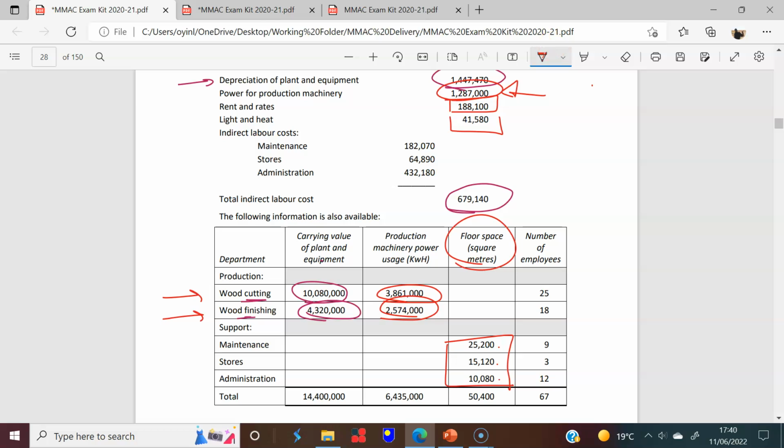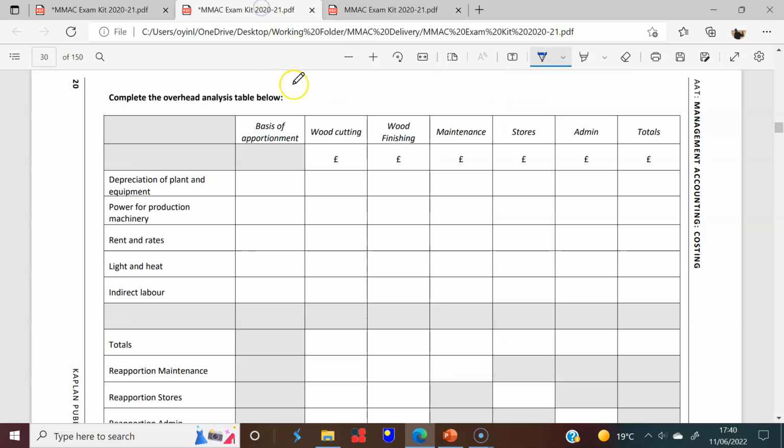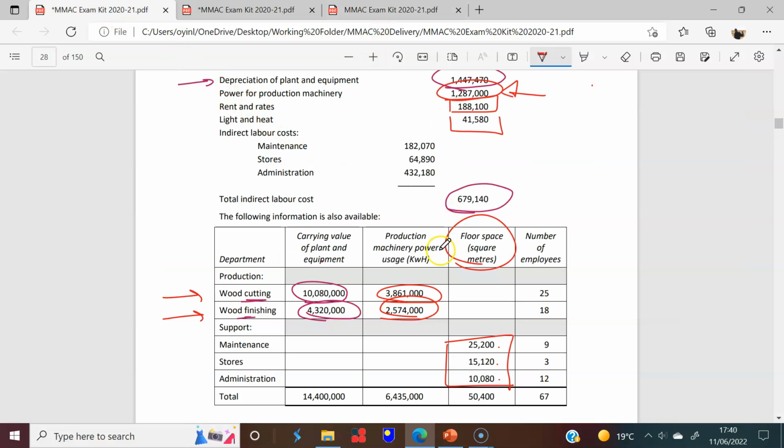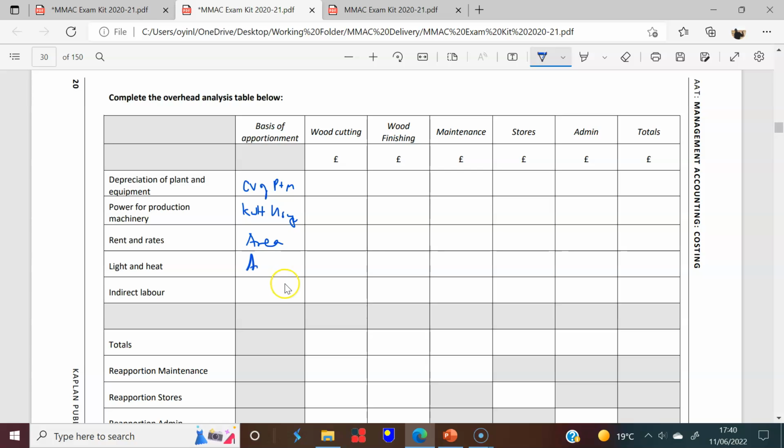So let's kind of come here. So what we're saying here is that we will use the carrying values of plant and machinery, and we will use the usage, kilowatt hour usage, if you like. And here we will use the area here, and here we will use, when I say area, I meant for rent and rates. Yes, same thing, area, floor space area as well.